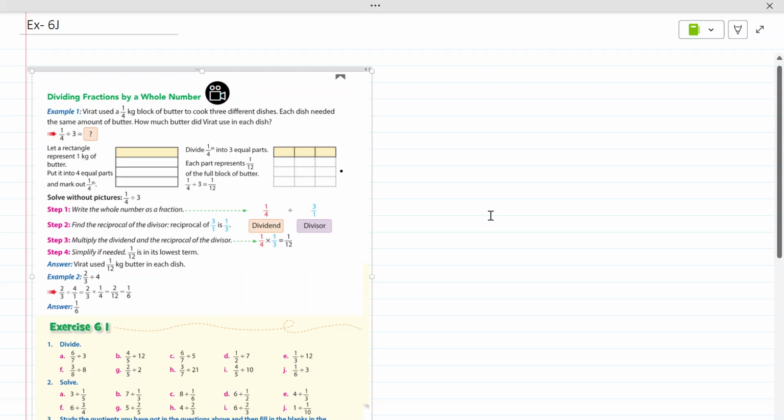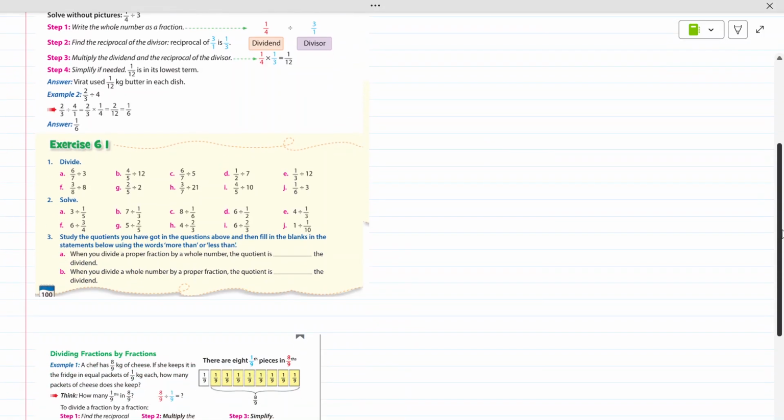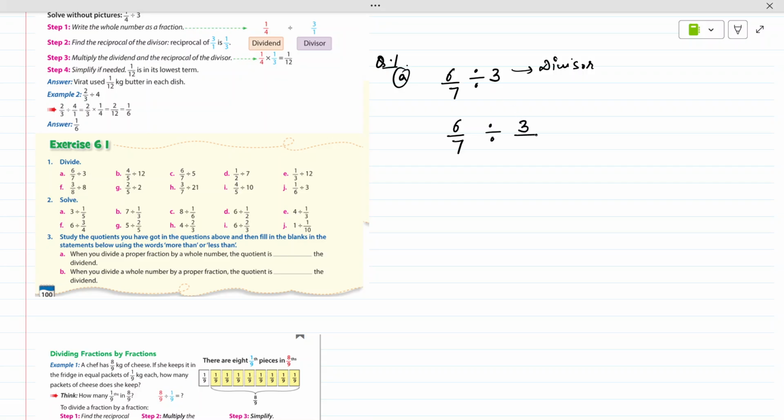Okay, so let's do this fast. I'm taking this straight away. Question number 1, A part, 6 by 7 divided by 3. So what is the divisor here? 3 is the divisor here, and 6 by 7 is the dividend. So now what I am going to do, 6 by 7 divided by 3. This 3 I can write as 3 by 1, right? I have not changed this into multiplication yet. I am just changing this whole number to fraction first.